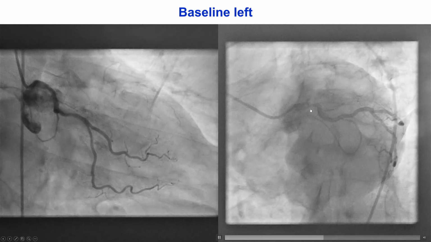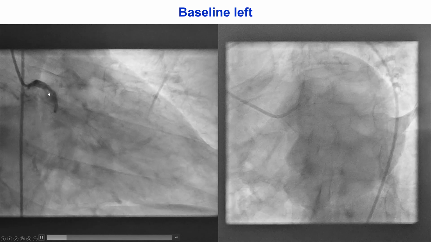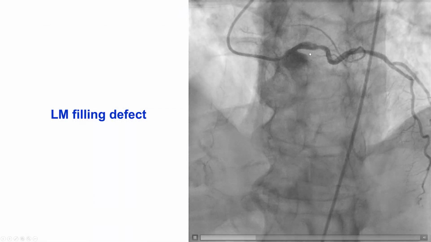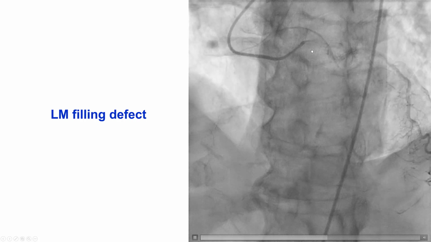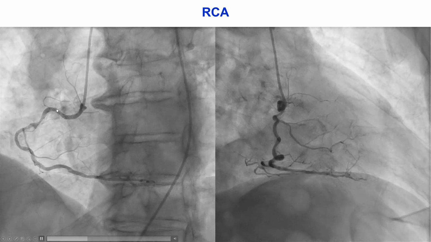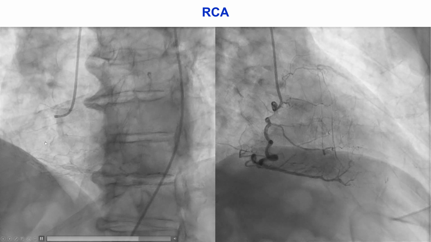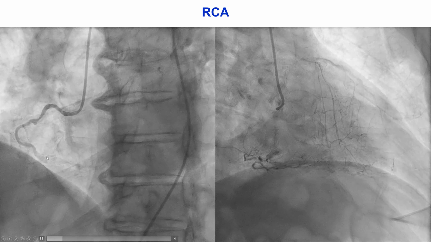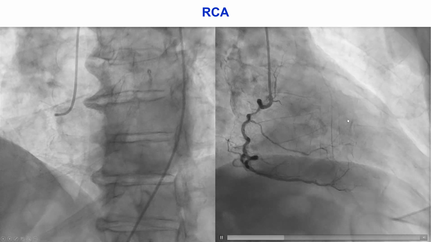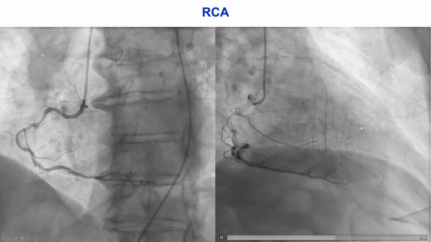There was also ostial disease in the circumflex and disease in the distal left main. And there was potentially a filling defect in the distal left main, potentially due to calcium artifact. Also, there was a lesion in the mid-right coronary artery that was also heavily calcified and tortuous and was providing collaterals, septal collaterals, that were filling the LAD.